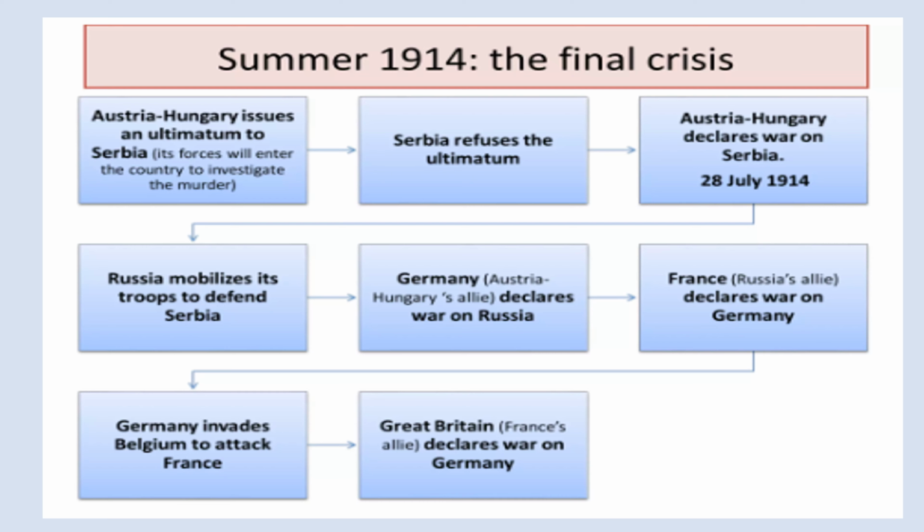The declaration of war on Serbia set off a chain reaction of events due to the system of alliances in Europe. Russia, allied with Serbia, began mobilizing its forces, and Germany issued an ultimatum to Russia to halt its mobilization. Russia did not fully comply with Germany's ultimatum, leading Germany to declare war on Russia. France, which was Russia's ally, declared war on Germany. Germany invaded Belgium to attack France, and Great Britain, which was France's ally, declared war on Germany.